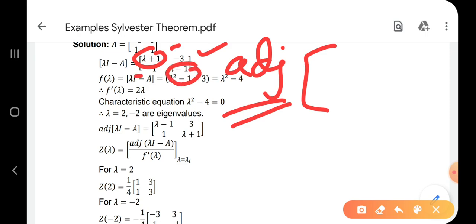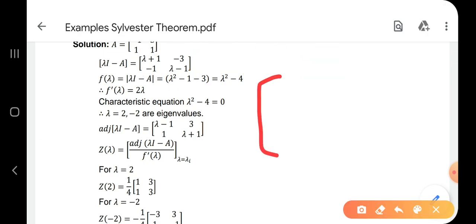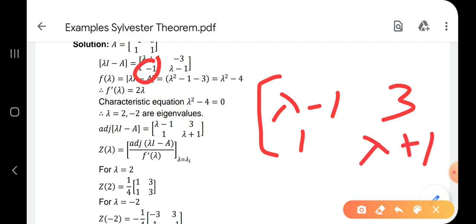So here I get lambda minus 1. Yes, I am writing it separately. Lambda minus 1, then here 3. See, previously it is minus 3, I have multiplied by minus sign, so I get 3. Here minus 1, multiply by minus sign, I get 1. And the first one is lambda plus 1. So this is the adjoint of the matrix lambda I minus A. Got it?